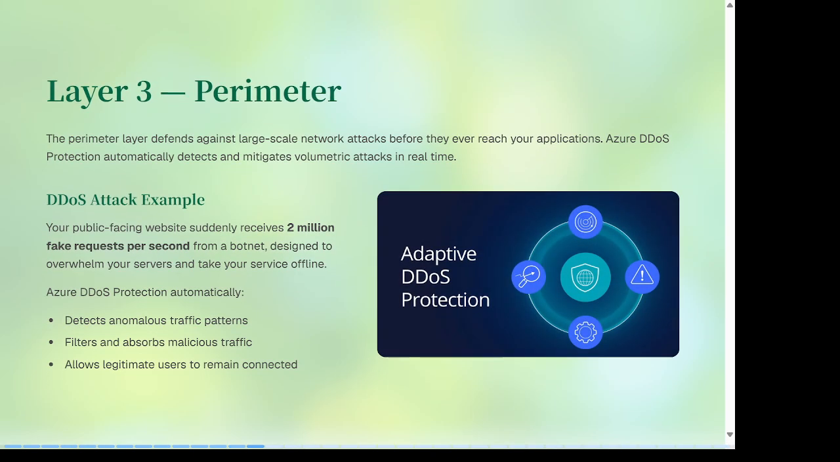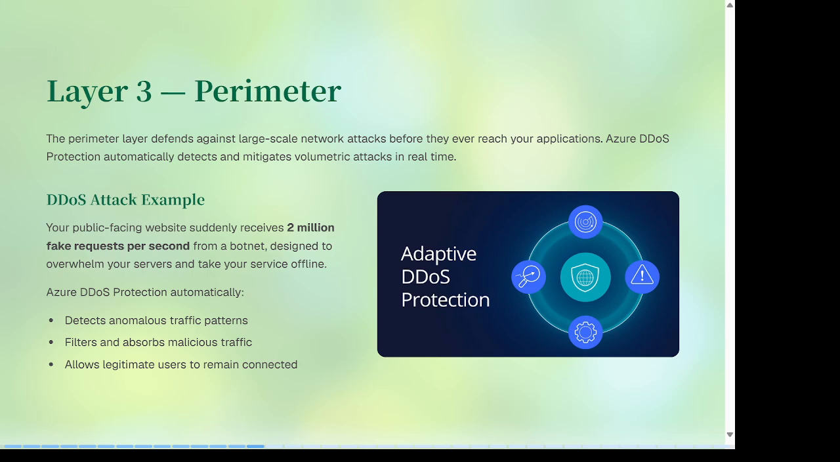Layer 3, perimeter security. At this layer, Azure focuses on protecting your environment from large-scale external attacks before they even reach your applications. So think of this layer as the first major shield between the internet and your cloud resources. So what is the perimeter layer? The perimeter layer is designed to defend against massive network-based attacks, especially those coming from the internet.